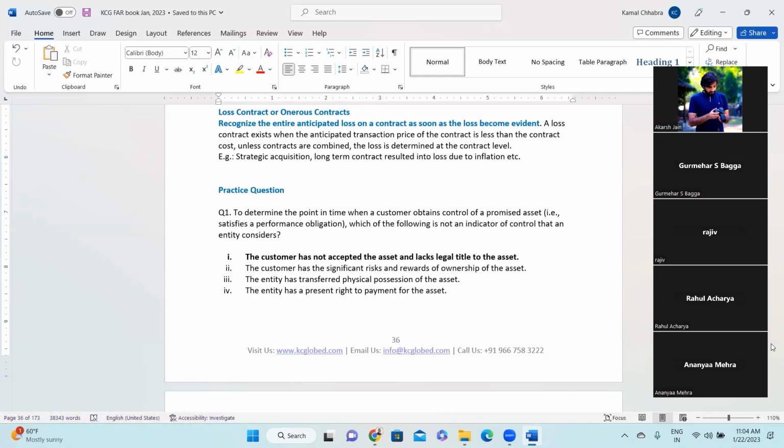Sir, an onerous contract would be where there is already an unavoidable cost of meeting the obligations as per the contract that has already exceeded the economic benefits. The cost is already exceeding the benefits. We know it. It's a net loss contract basically. We won't get any benefit out of it, and we know that. That's an onerous contract.